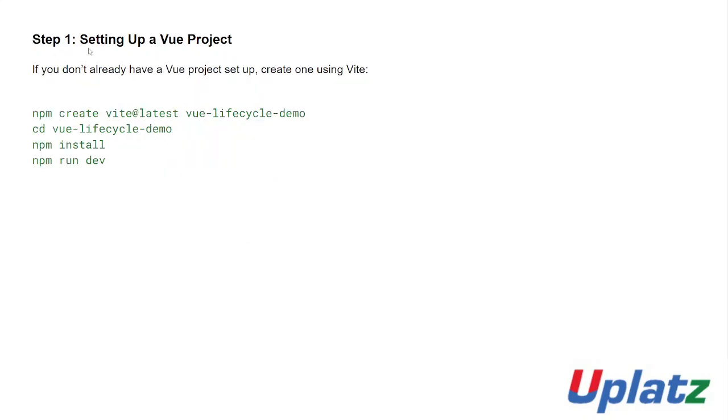Step 1. Setting up a Vue project. If you don't already have a Vue project, create one using Vite: npm create vite@latest vue-lifecycle-demo. Now cd to that folder, cd vue-lifecycle-demo, npm install, then npm run dev.